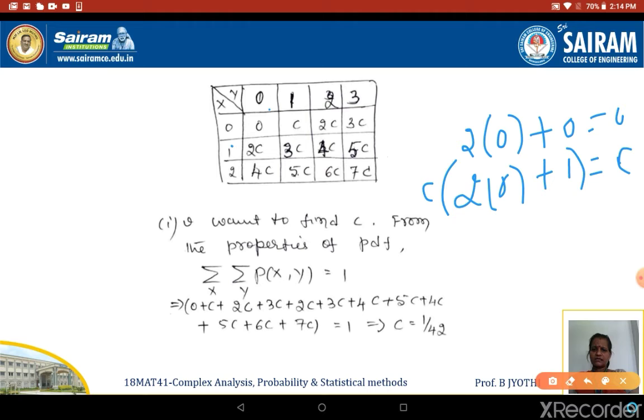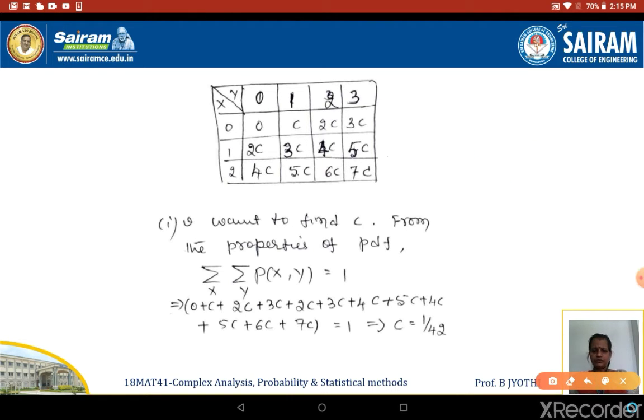Hope it's clear. Let me take the second row and the second column, both are 1 and 1. So what do we get? c times 2 into 1 plus 1. 2 into 1, that is 2, plus 1, 3. 3 times c. That means when I am taking 1 and 1, it should be 3c. This is how the joint distribution table has to be calculated in this manner. Hope it is clear.